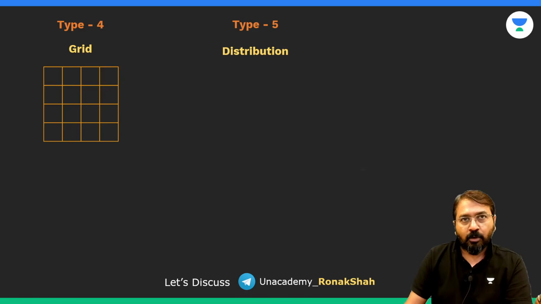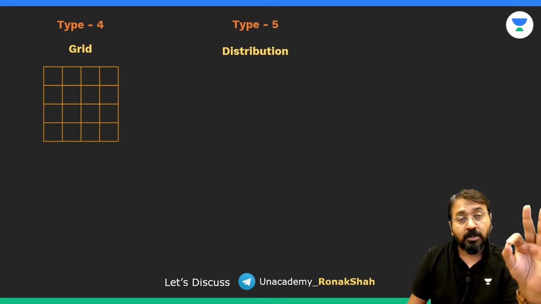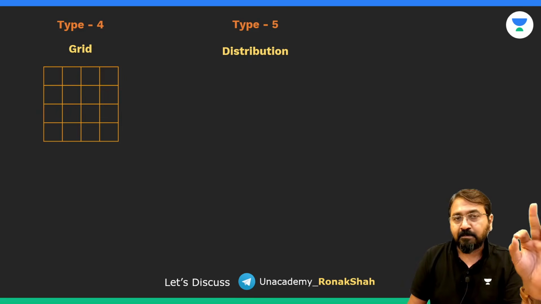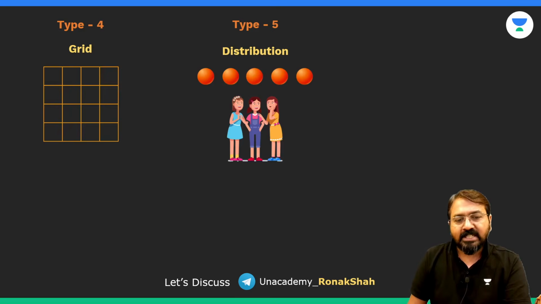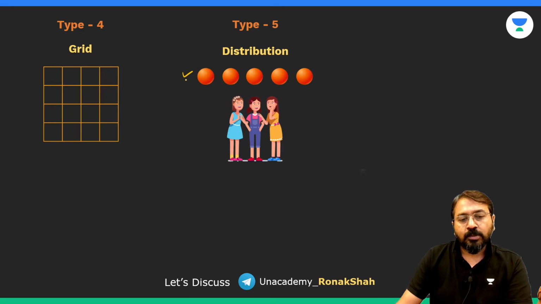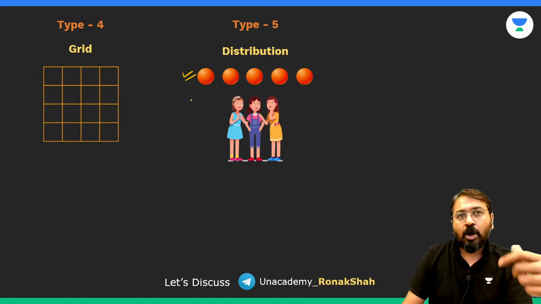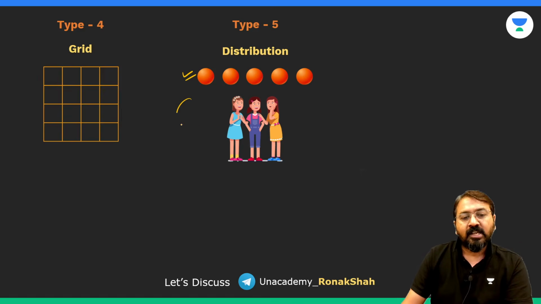The most important variety in distribution, the most important concept in distribution is partitioning. So let me give you one example of partitioning. Suppose you are asked this: in how many ways can I distribute 5 chocolates among 3 children?